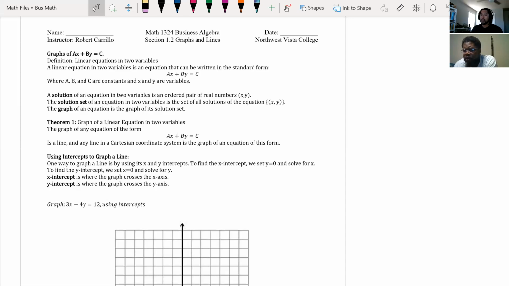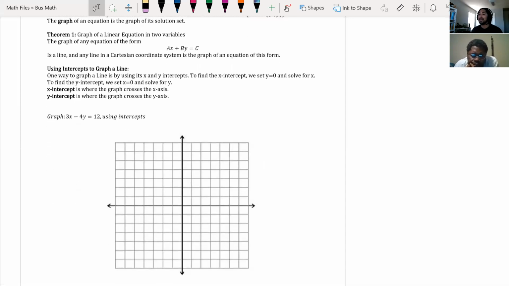Okay, theorem one, graph of a linear equation in two variables. The graph of the form ax plus by equals c is a line. Linear equation, the name's in there, line, linear. The graph is going to be a line. Okay, so first exercise is using x-intercepts to graph a line.